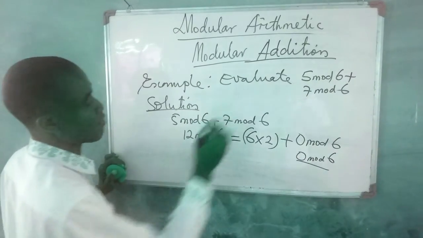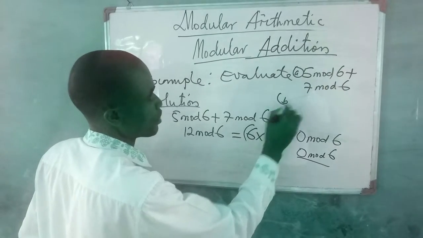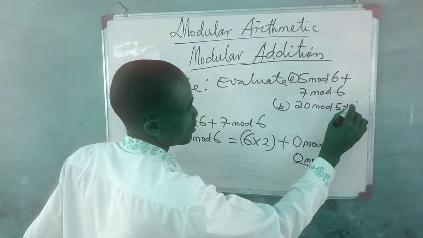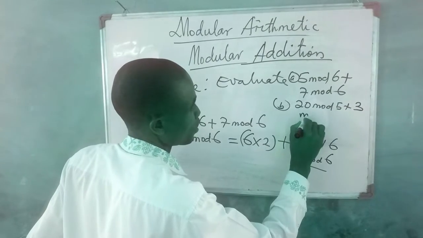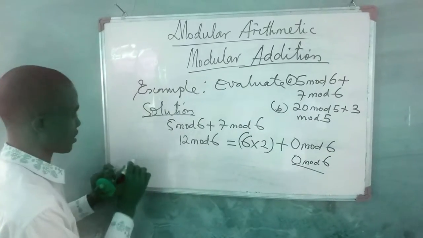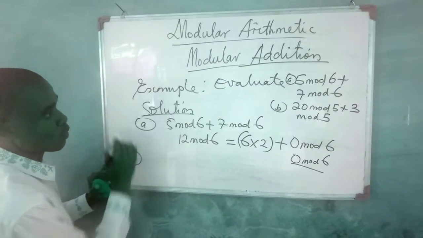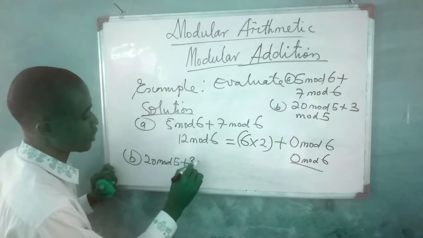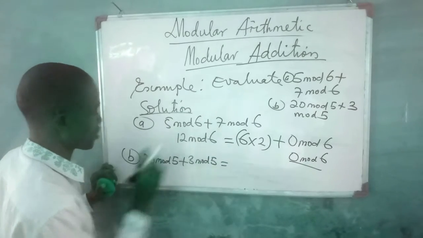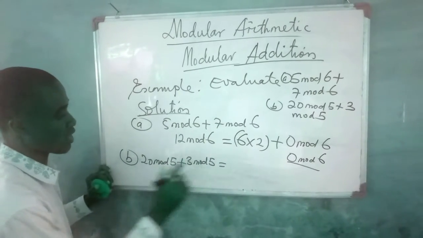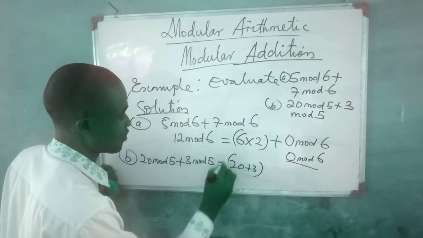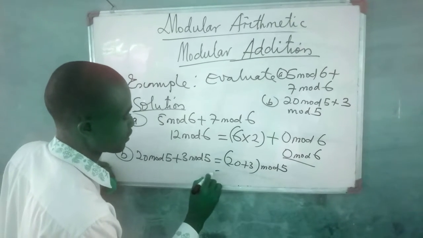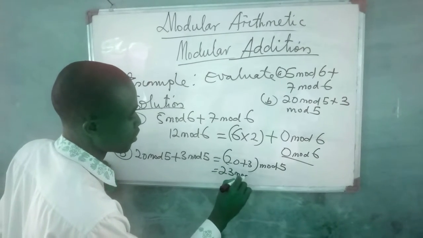If I have another example here, let's say these are A, now the B: 20 modulo 5 plus 3 modulo 5. What does that give us? 20 plus 3, all of them having the same modulo, that's modulo 5. 20 plus 3 gives us 23 modulo 5.